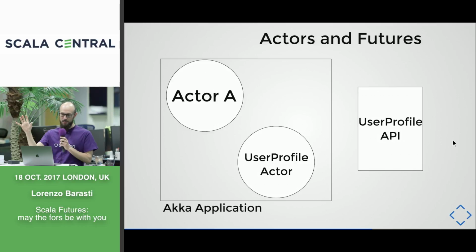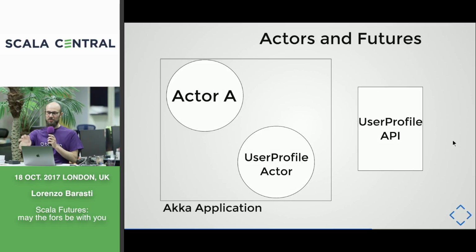So I came up with this scenario. You have actor A that talks to a user profile actor inside your Akka application. And outside of this nice application, you have a user profile API that you can use to retrieve information about a user.